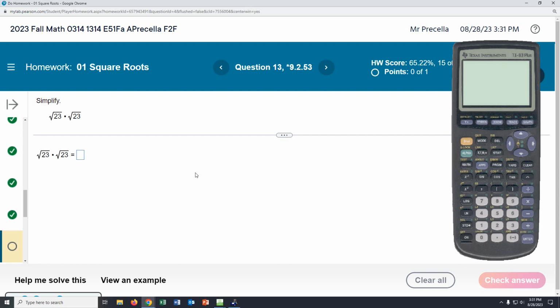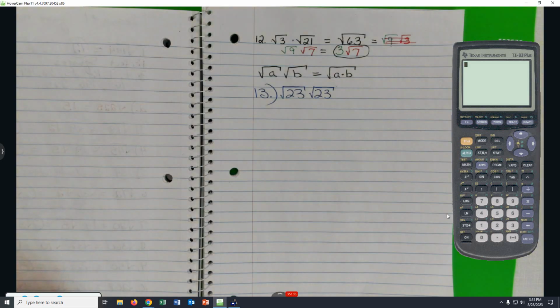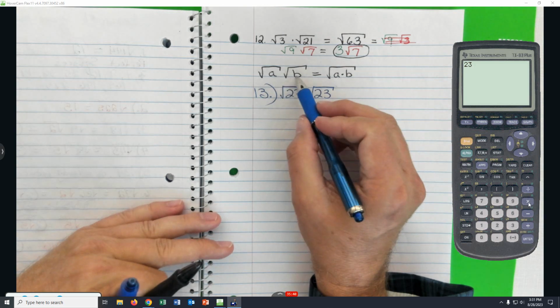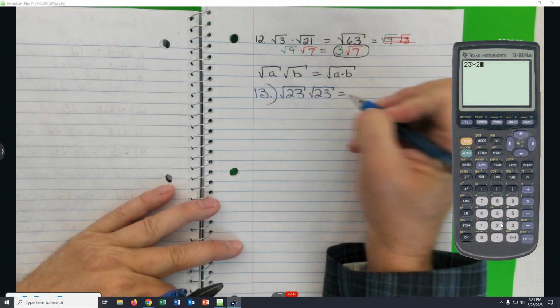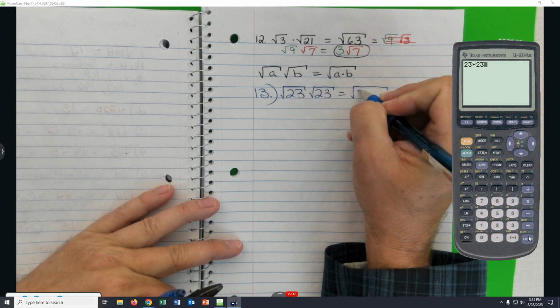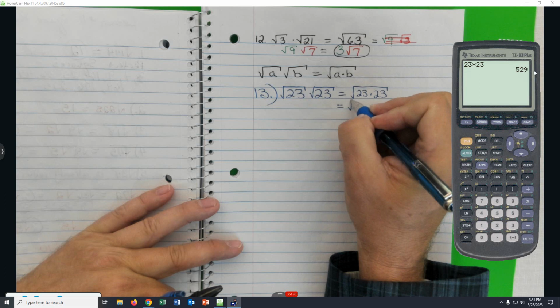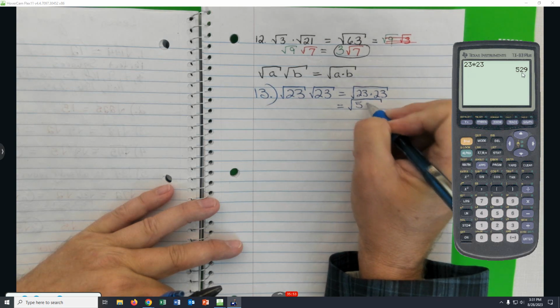Let me write it down. The square root of 23 times the square root of 23. I'm going to go ahead and punch in 23 times 23. Using our property of multiplying square roots, we know that's the square root of 23 times 23. But I don't know what 23 times 23 is, do I? 529.